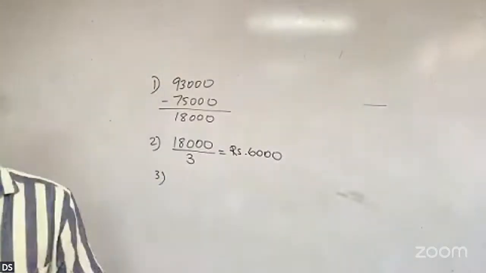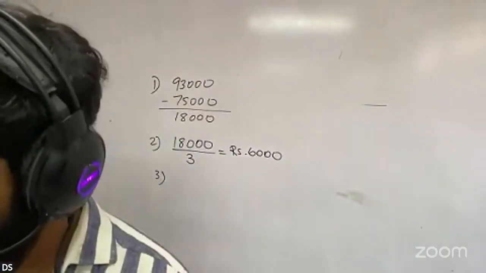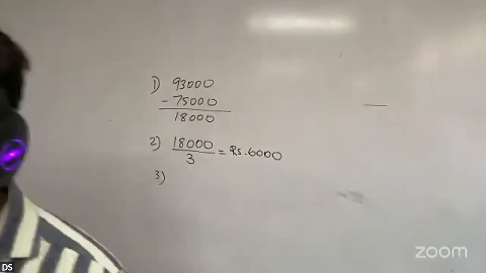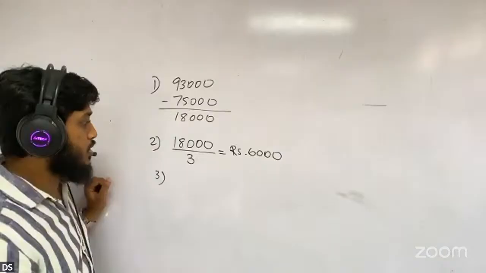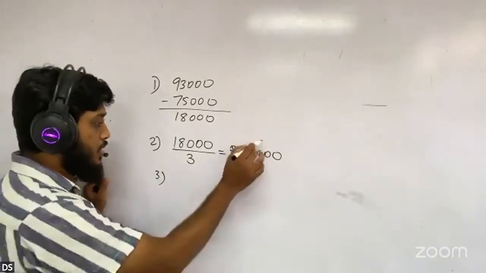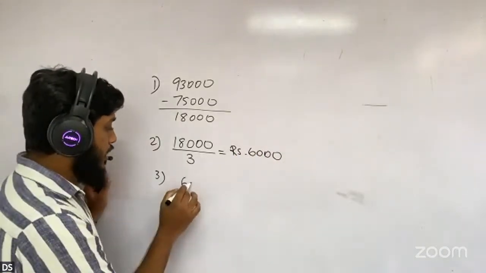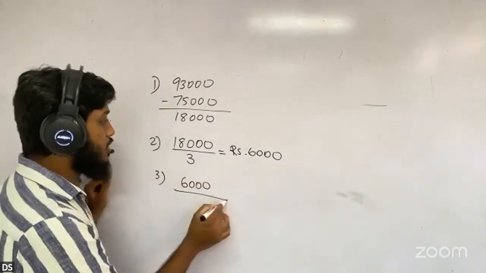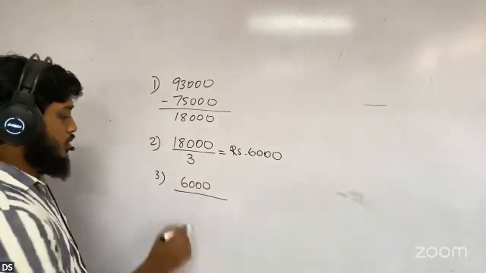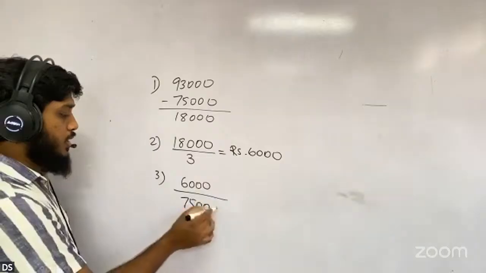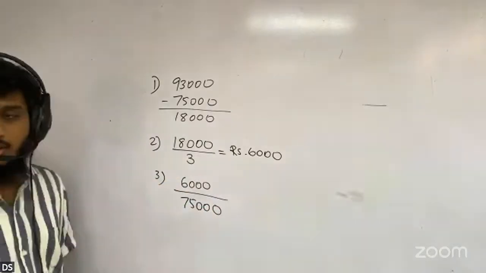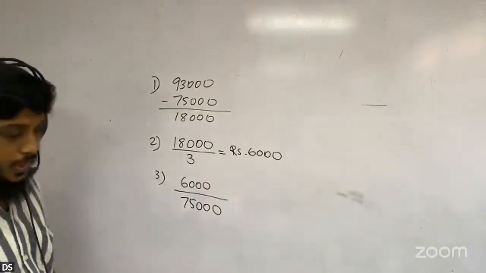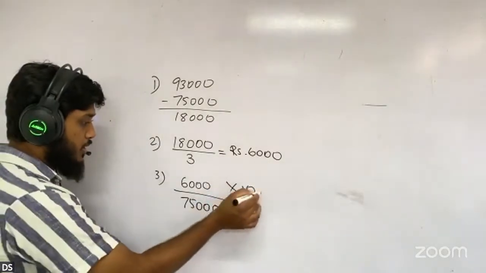Third one: find the annual simple interest rate charged by the financial institution. The rate means the percentage. How to find the percentage? They are charging 6,000 for the 75,000 loan amount. So you have to write how much he gets, 6,000 for 75,000. Then if you want to convert this into a percentage, you have to multiply this by 100.